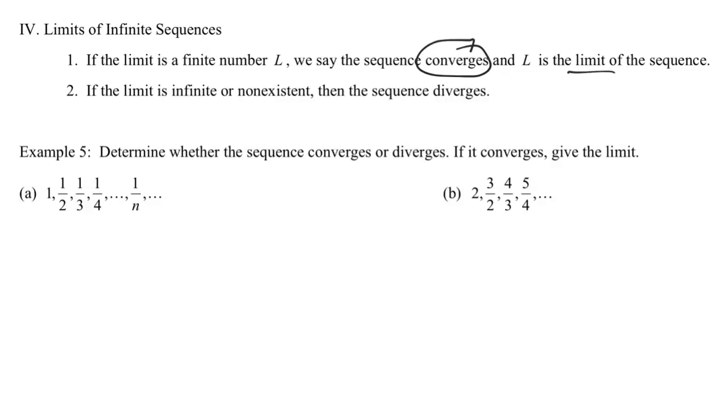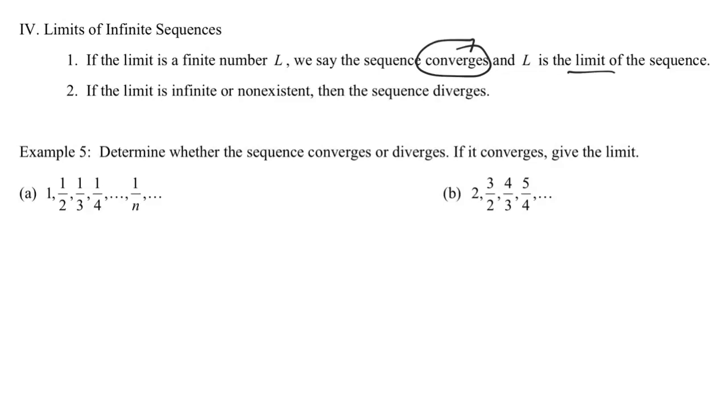And so if a sequence of numbers eventually settles down and approaches a specific non-infinite value, then we say that the sequence converges, and it converges to whatever number it's settling down to. I hope that makes a little bit of sense. Hopefully through the examples it'll make a little bit more sense. And so let's look at this first example.